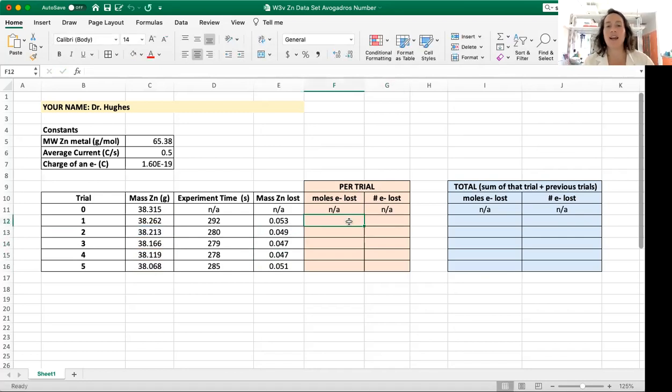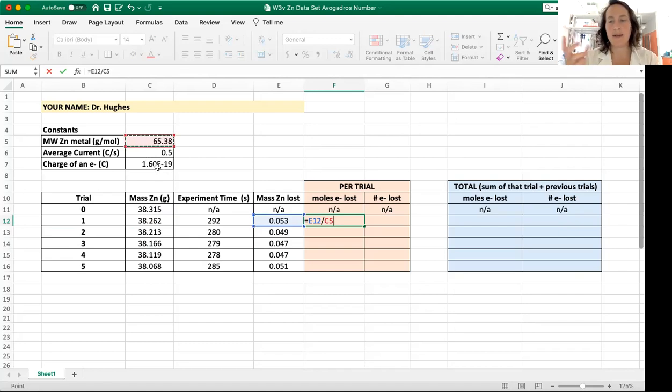Okay, so now to calculate moles of electrons lost, we needed to calculate the mass, right? So I want this cell to be equal to the mass that was lost of the metal from the trial, divided by the molecular weight of the metal. So again, I'm using zinc in my example. You guys will be using copper. But one thing about this is that these values up here are constant, meaning they never change.